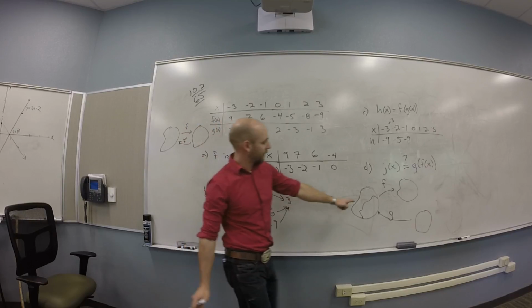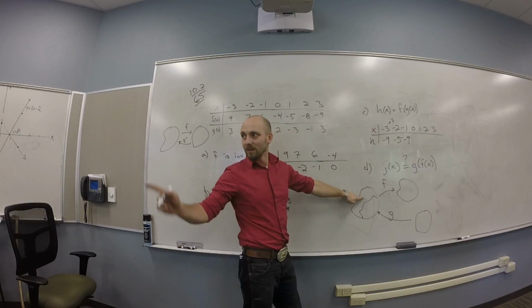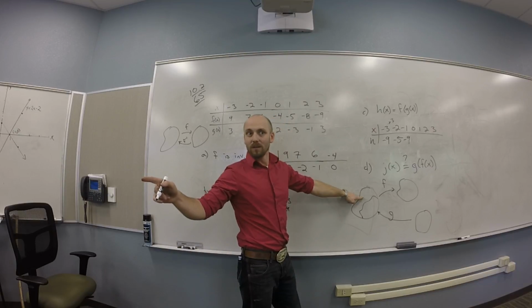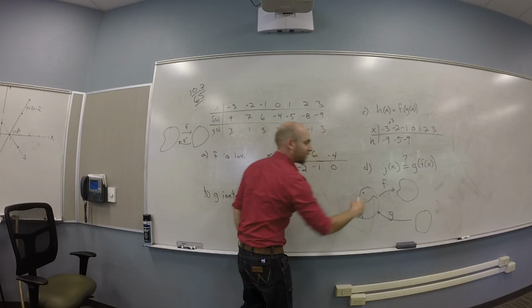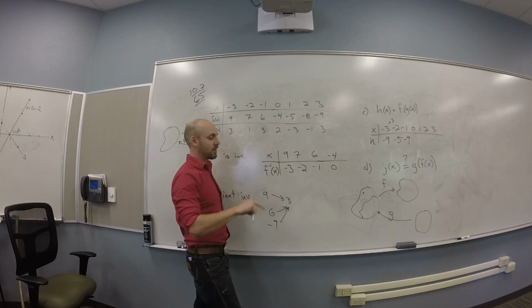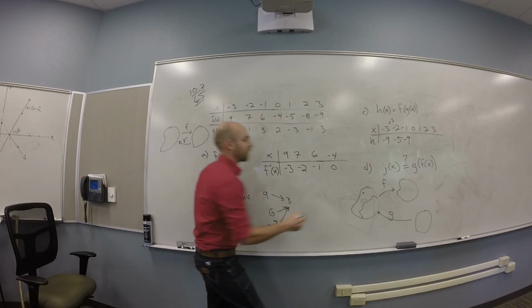What's in this stuff that's not close? So what's something that's in the domain of g that's not in the range of f? 0. 0, for instance.